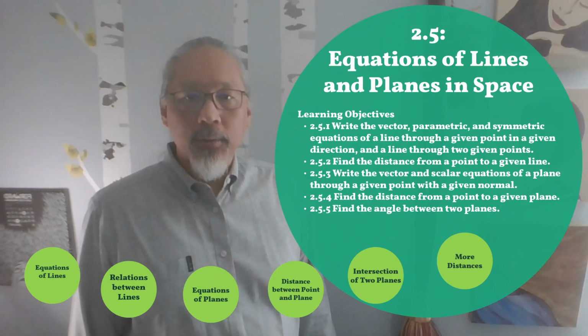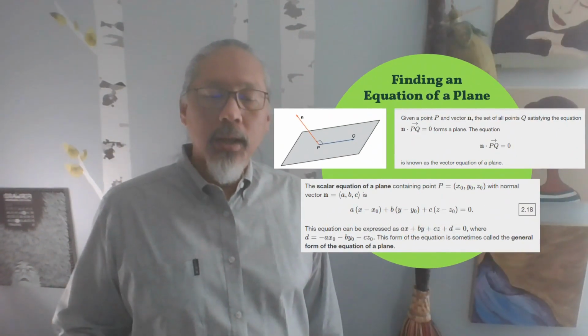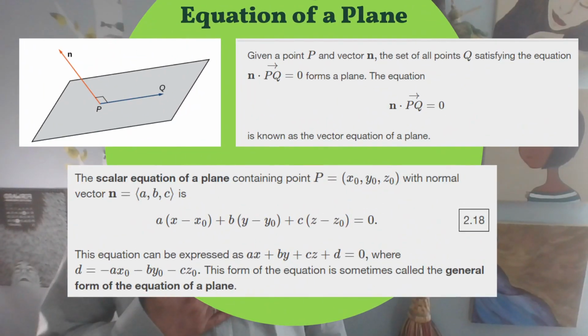After looking at that, we can take a look at equations of planes. So we're doing lines and planes. As we start looking at equations of planes, we want to be able to describe a plane given two pieces of information. The two pieces of information that we need are a point on the plane and a normal vector.